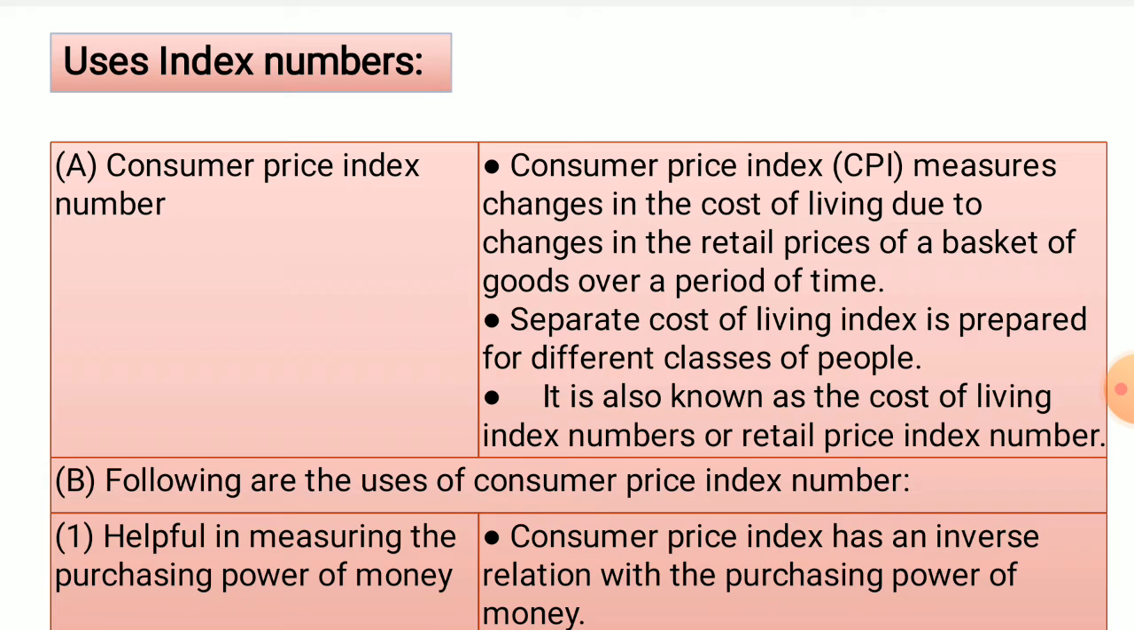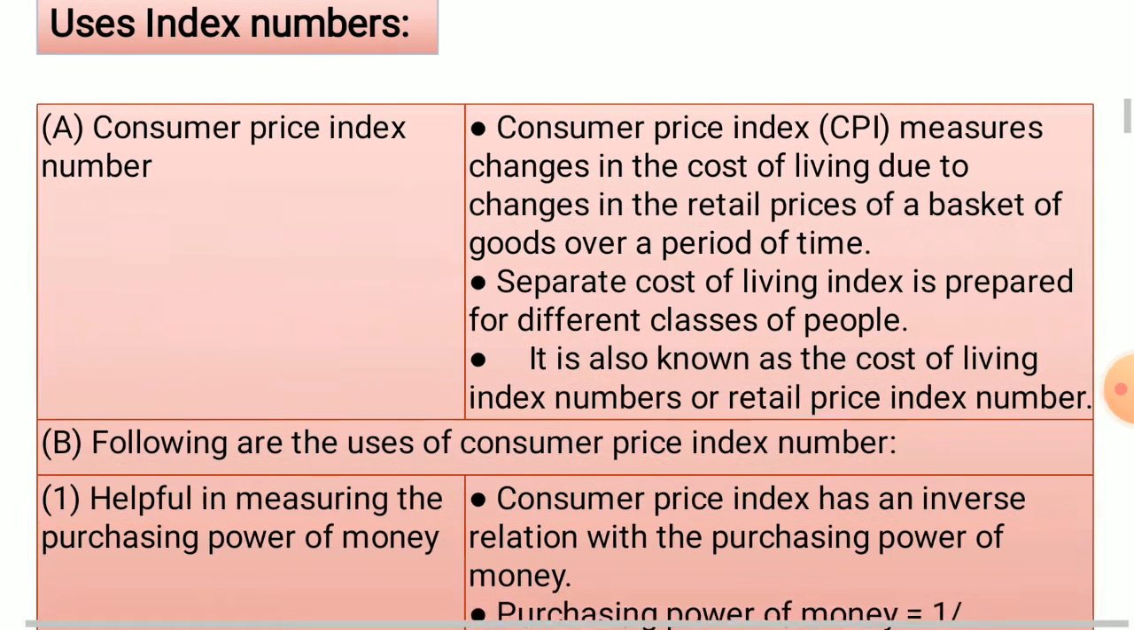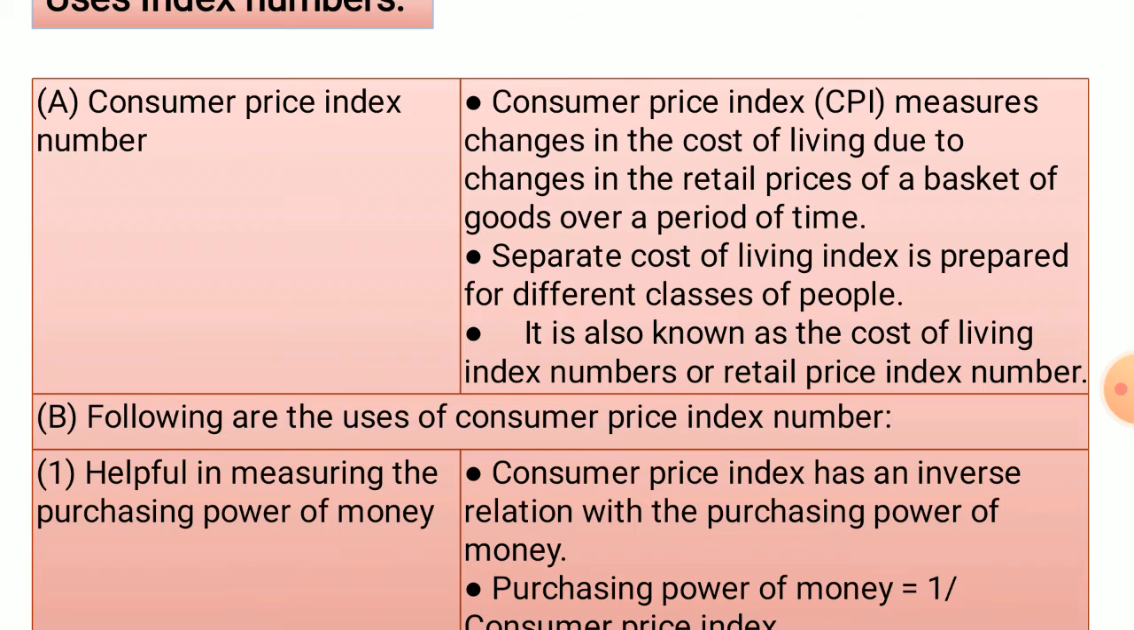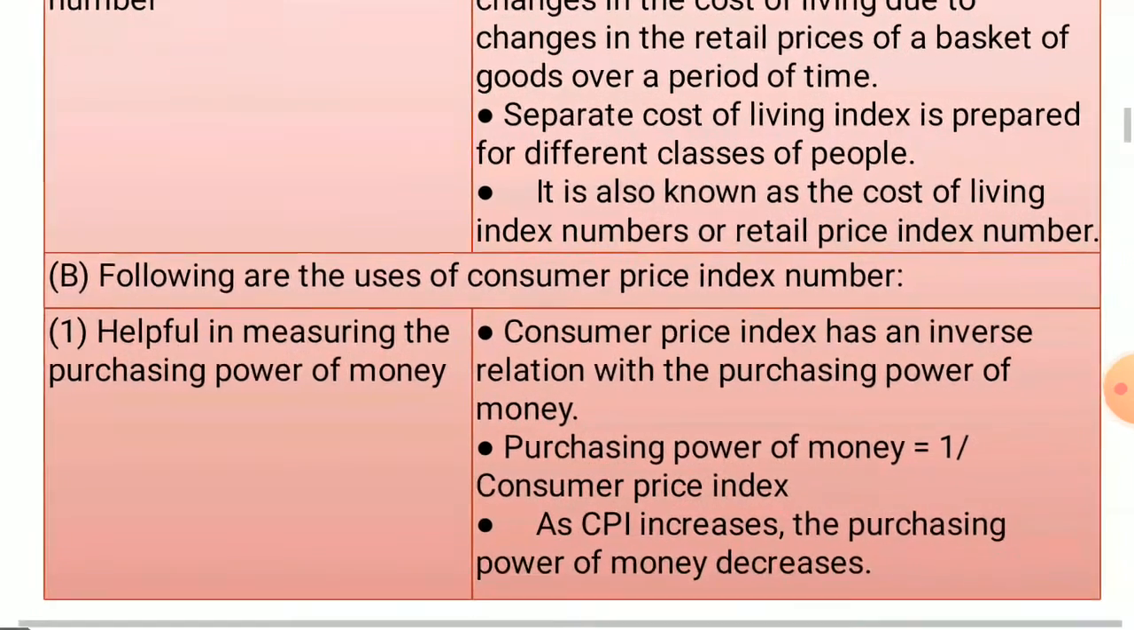So consider the consumer price index number. The consumer price index number measures changes in the cost of living. It gives us an idea about the cost of living due to changes in the retail prices of a basket of goods over a period of time. A separate cost of living index is prepared for different classes of people, and it is also known as the cost of living index number or retail price index number.